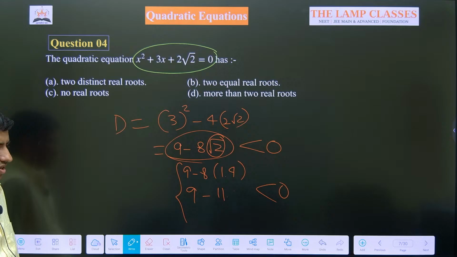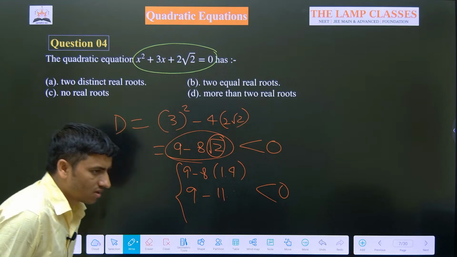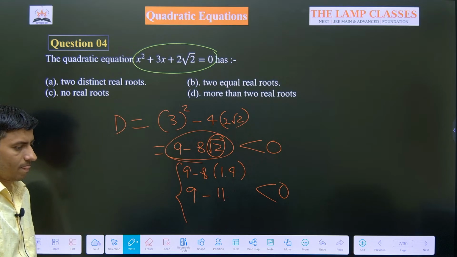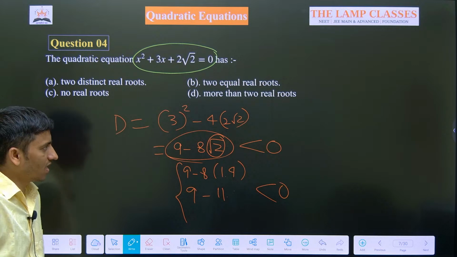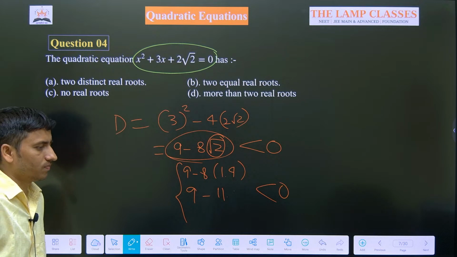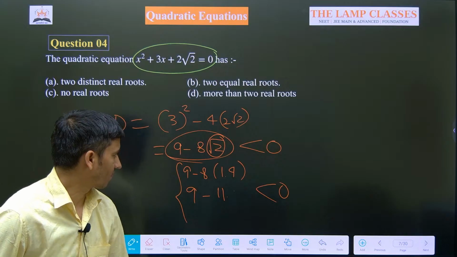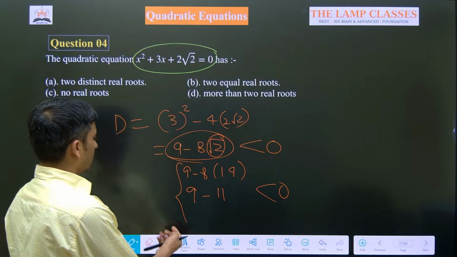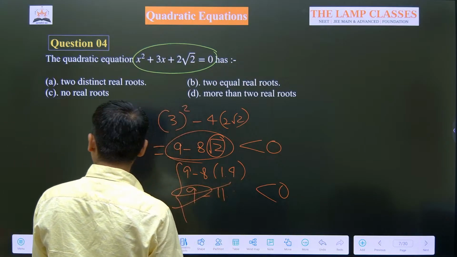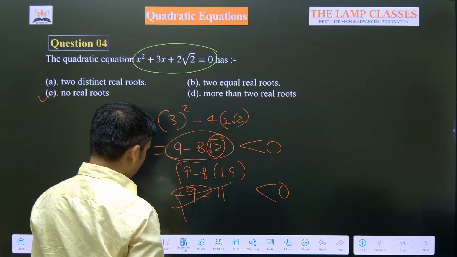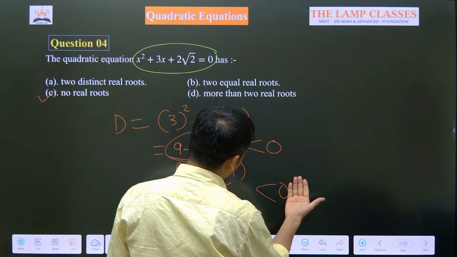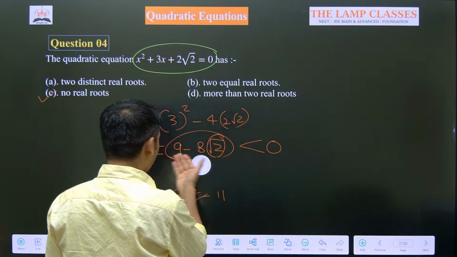Guys, how are you answering option A? Isn't it negative? Discriminant 9 minus 8 root 2. Correct? So we should mark option C, not A. Be careful. They have actually given this root thing so that you make the mistake, guys.